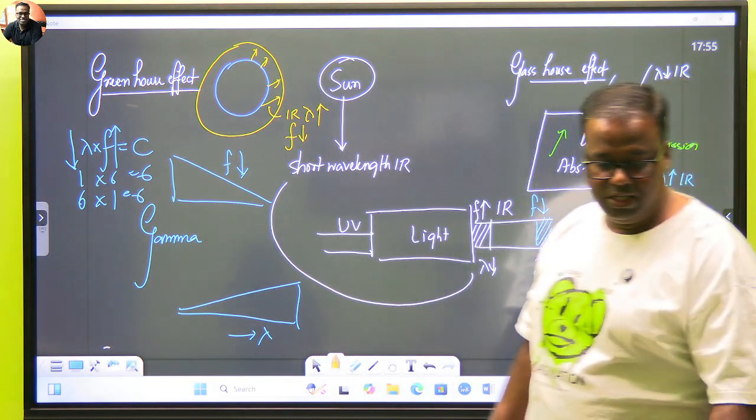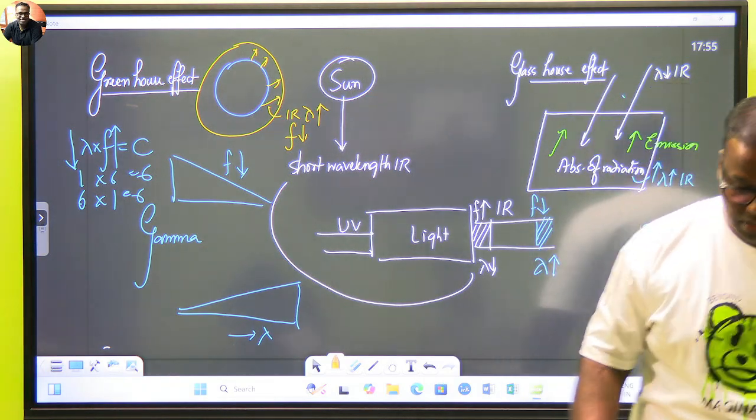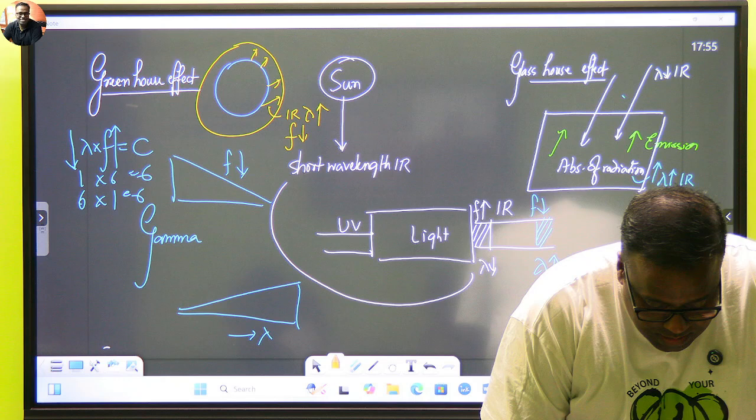Our next topic is very simple. Rate of cooling of an object. कुछ लिखना है तो लिख लीजिए. I'll wait. And if you want to ask anything, you can ask.